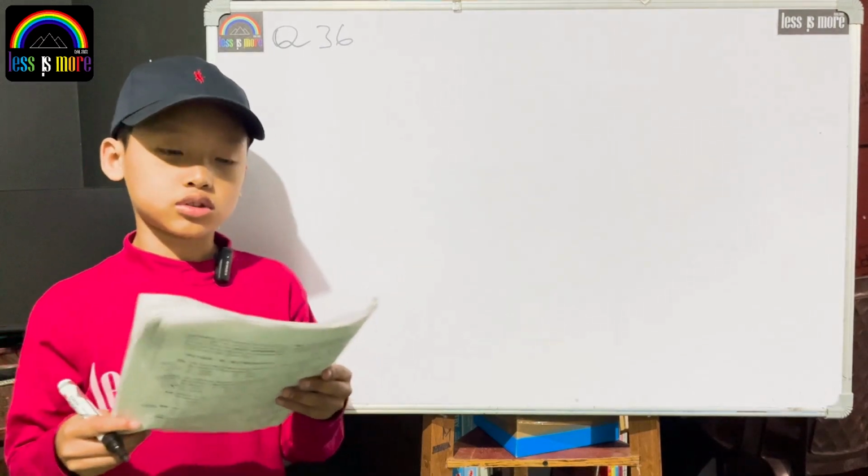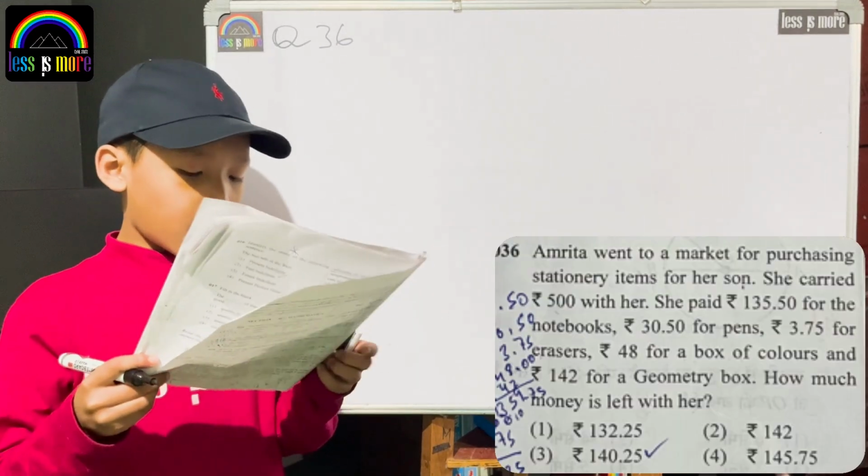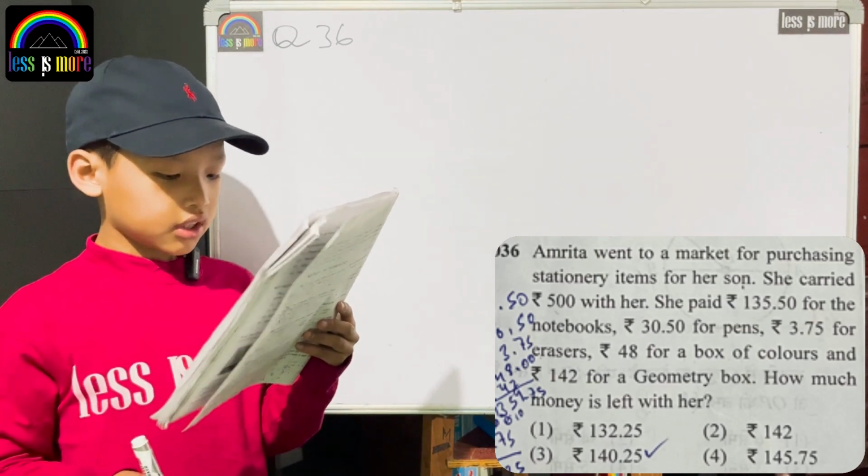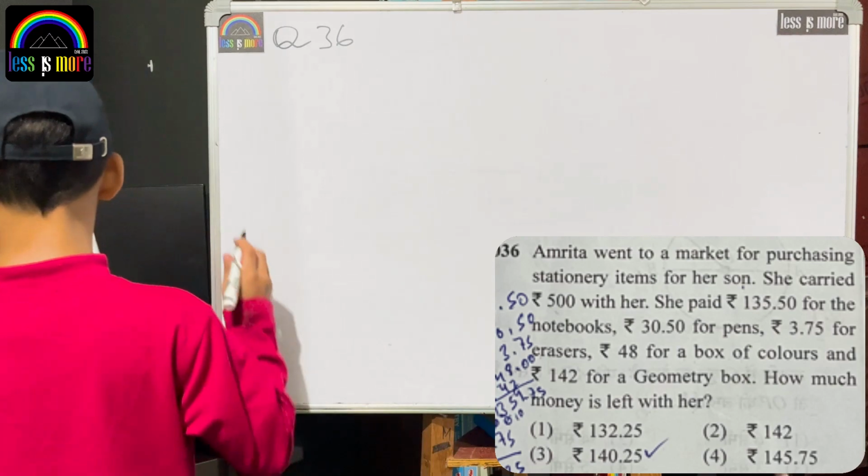The first question I'm going to solve, question number 36, asks: Amrita went to a market for purchasing stationery items for her son. She carried rupees 500 with her.